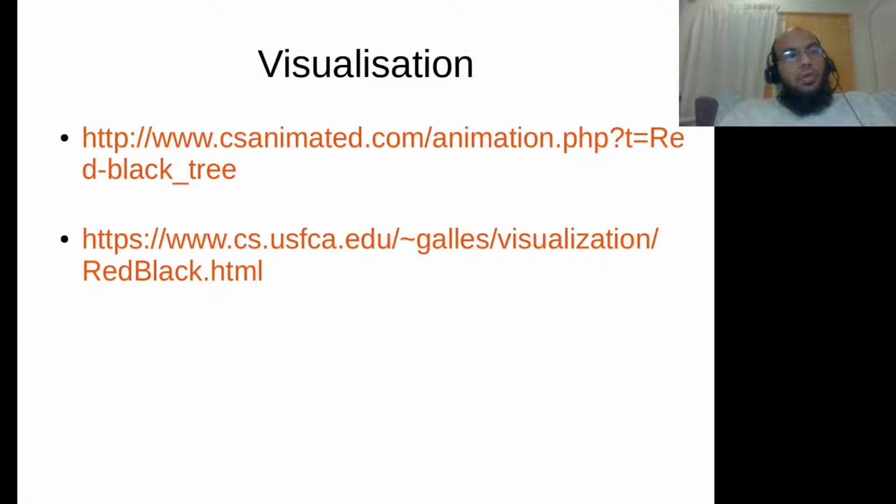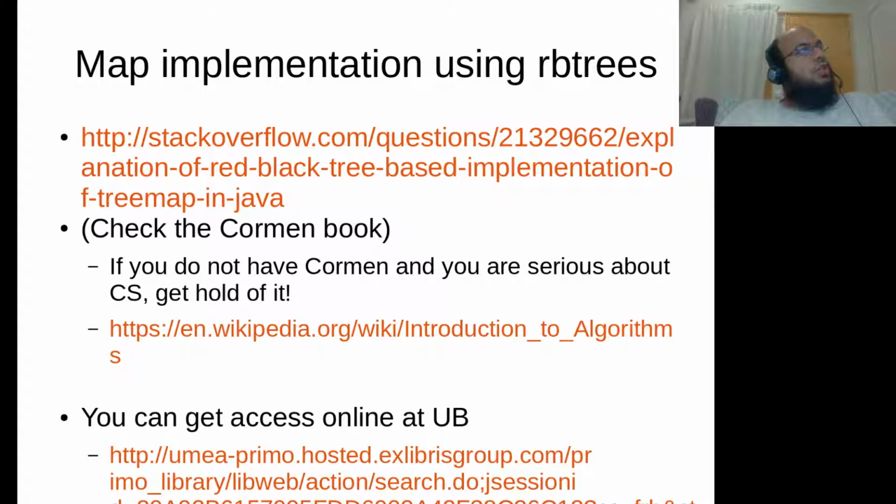The red black tree implementation is basically what is used for maps, for example. You can use it to implement maps, and this is the way that Java, for example, implements the tree map data structure. You can take a look.